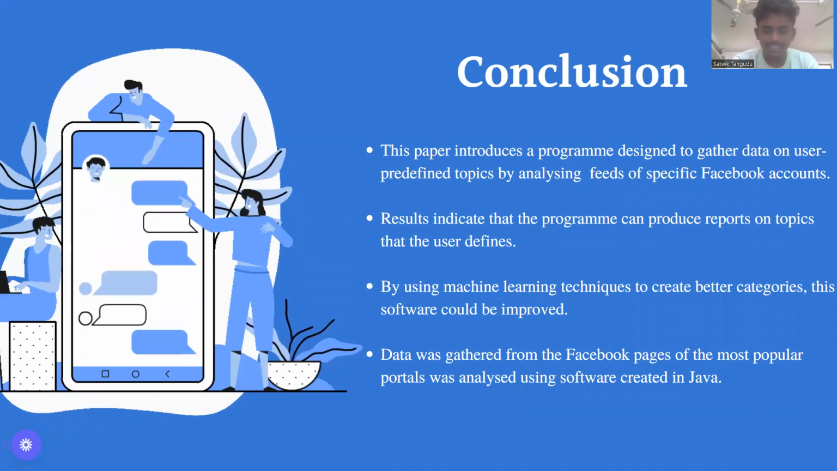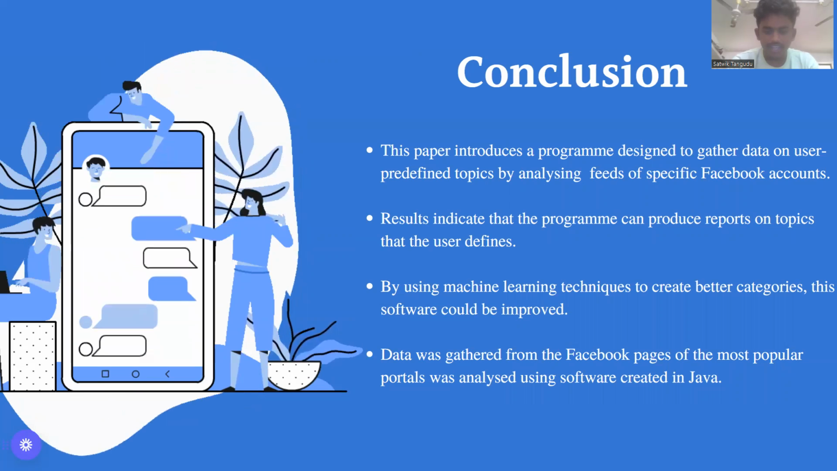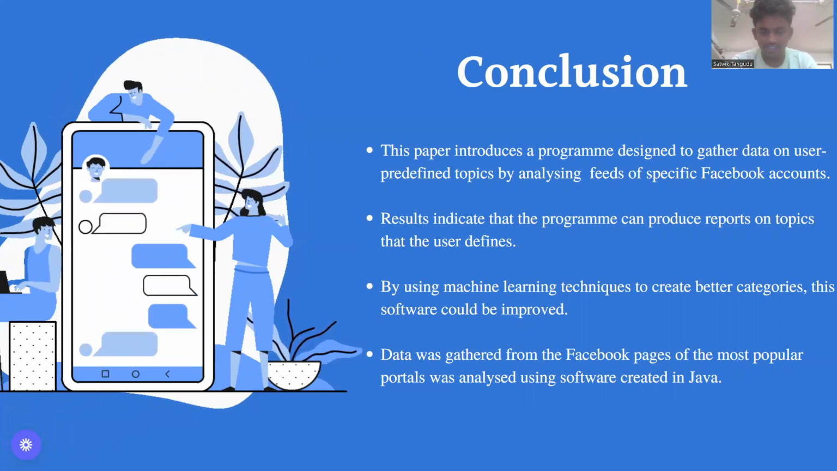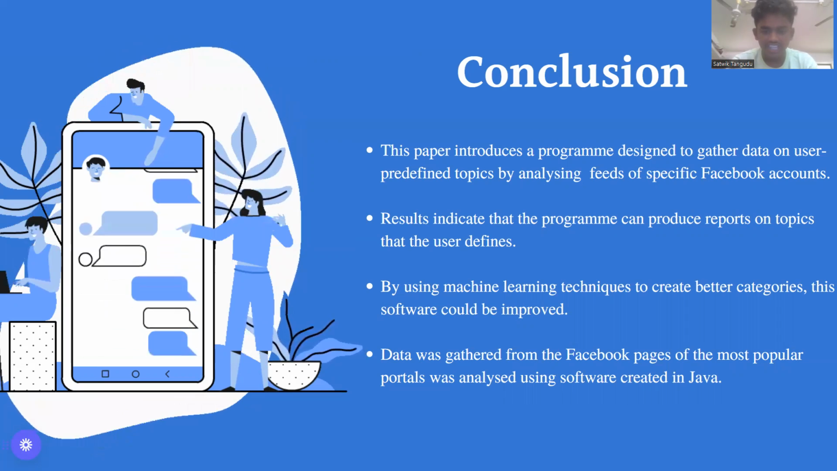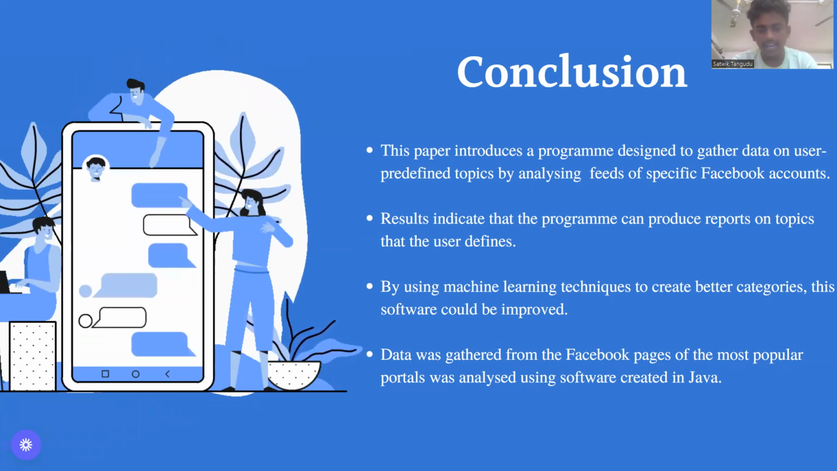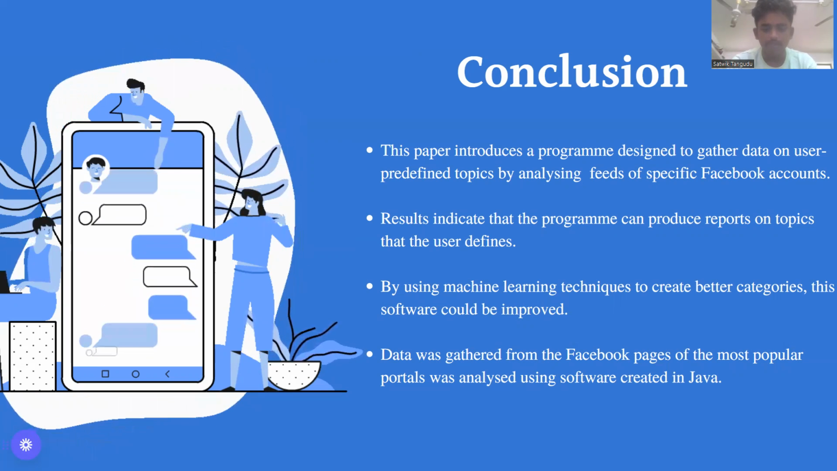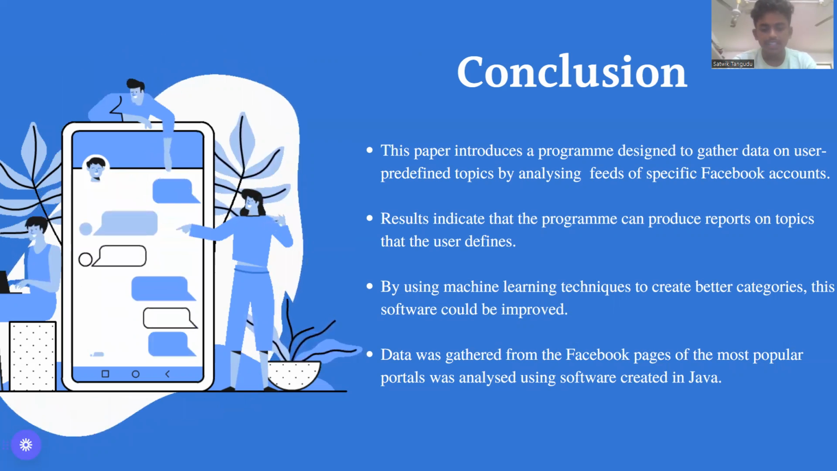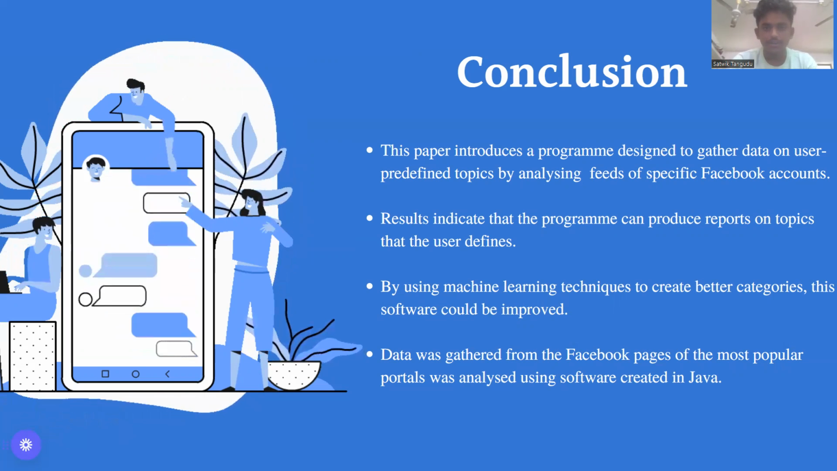For example, thanks to this program, by incorporating technologies they can address the issue of variations of the same words. This software could be enhanced by using machine learning techniques to create better categories. So this was the brief explanation about this paper.